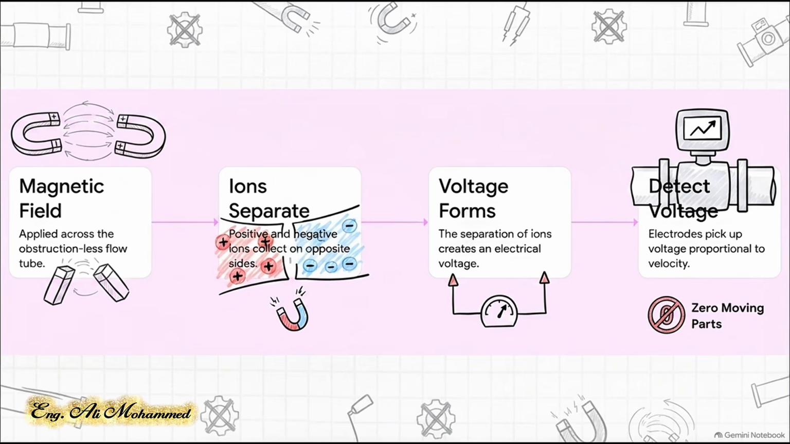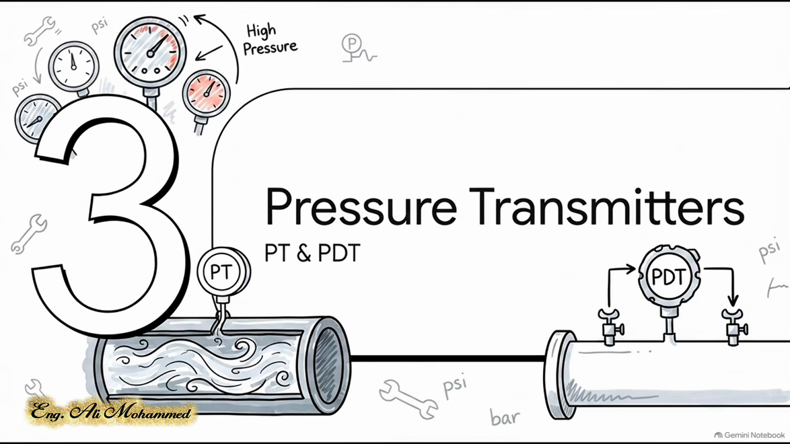It's exactly like magnets repelling. This separation creates an electrical voltage picked up by electrodes. The faster the flow, the stronger the voltage. It's incredibly accurate. And the best part? Zero moving parts.